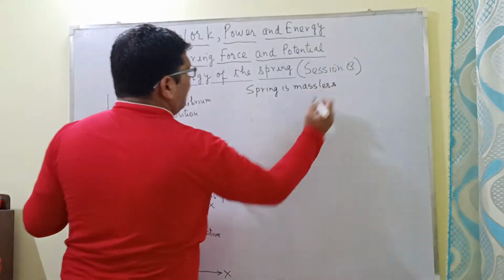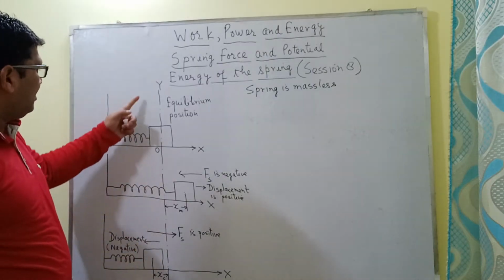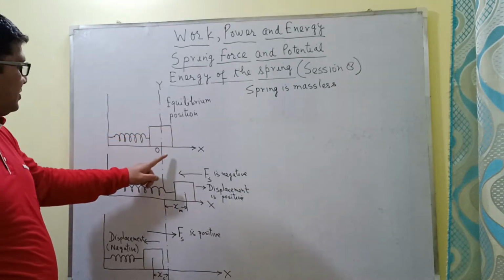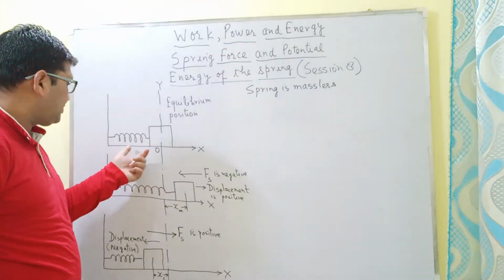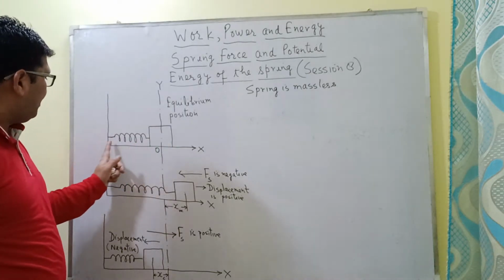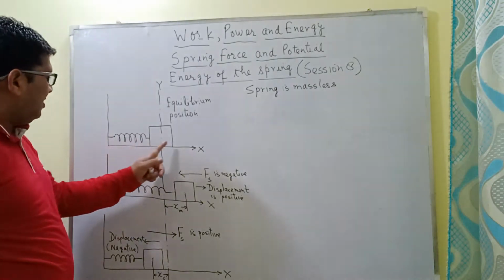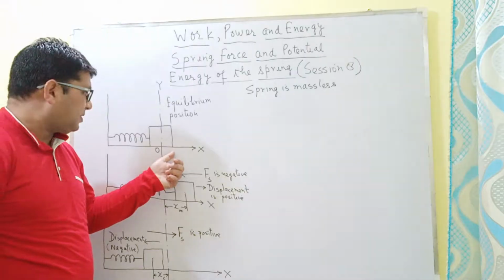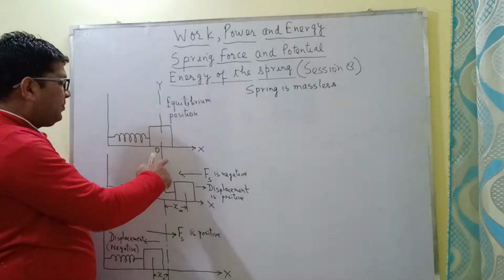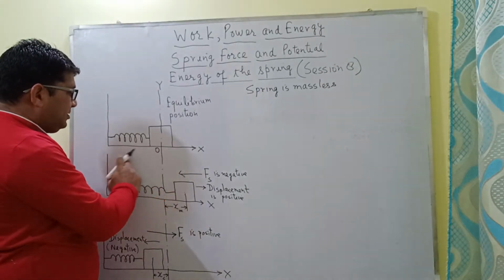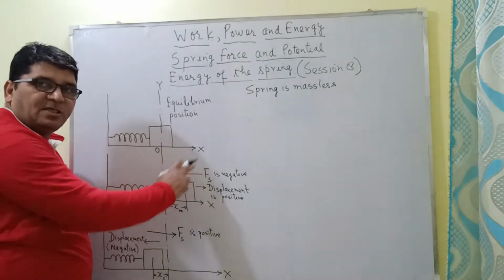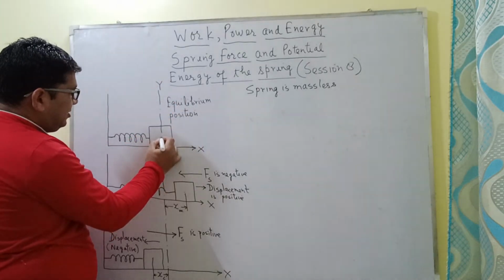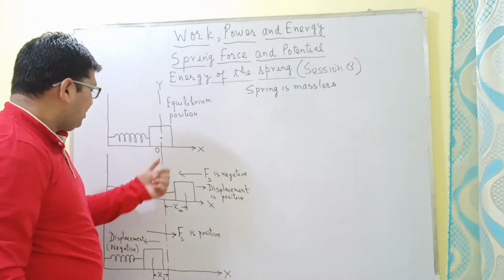First thing, I have drawn three figures here. In the first figure, this is a block which is attached to a spring. One end of the spring is attached to a rigid wall, and the other end is connected to this block. The block is resting on a frictionless surface. This is the equilibrium position, and I have taken this horizontal surface to be the x-axis, and this is the y-axis, and this point is the origin.